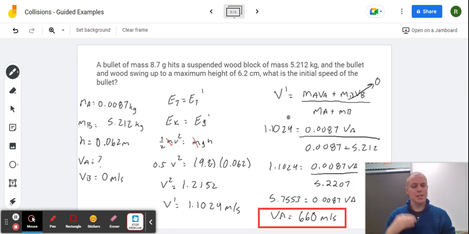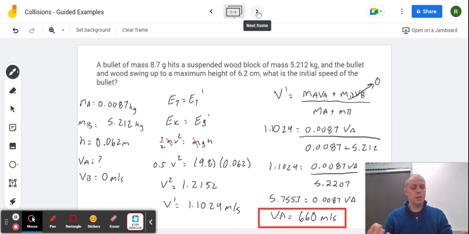So this is an inelastic collision, and the ballistic pendulum I would consider kind of an iconic problem for this unit because it combines conservation of energy and conservation of momentum into the same problem. So definitely make sure that you know how to do a problem like this.